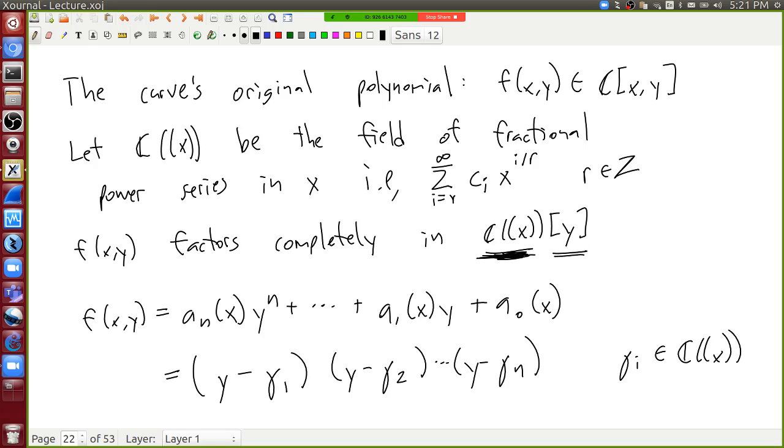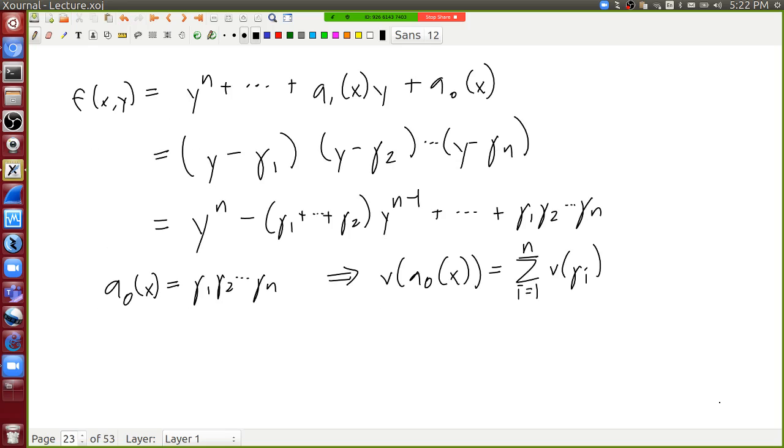Its coefficients are rational functions, or probably rational functions in x. And then I can factor it, and these gammas are fractional power series in x. And then the question is, what are their valuations? So if I multiply it all back together again, I'm just assuming that it's monic here. It just simplifies the presentation.